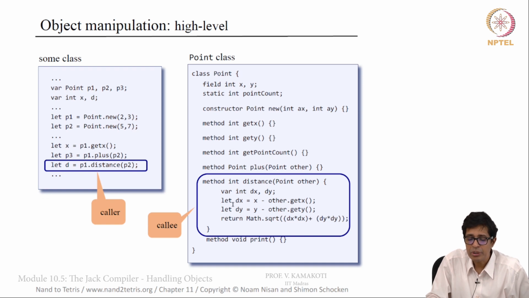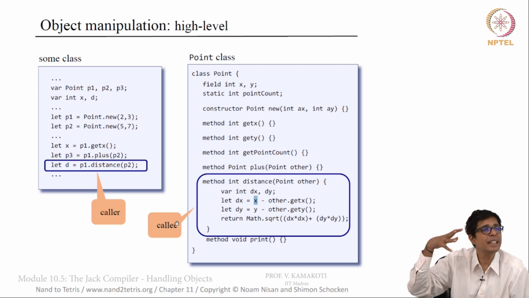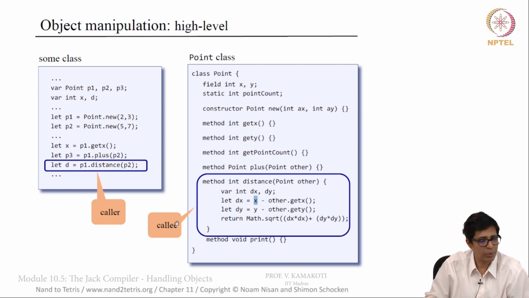So dx is a local variable which will be x minus other dot get x, the x of the other point, and dy equal to y minus other dot get y, and then we return the square root of dx squared plus dy squared, as you see. So now this is the caller and this is the callee, and what the VM code will look like is what we are going to see now.